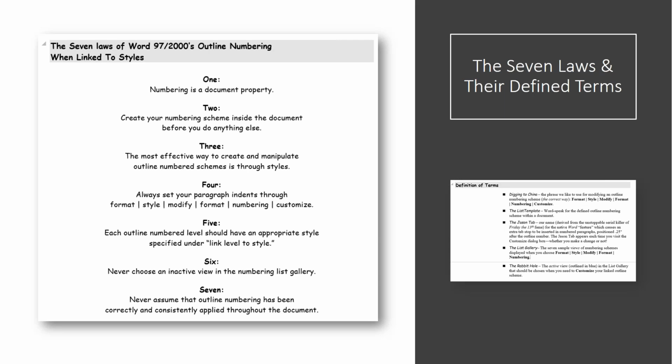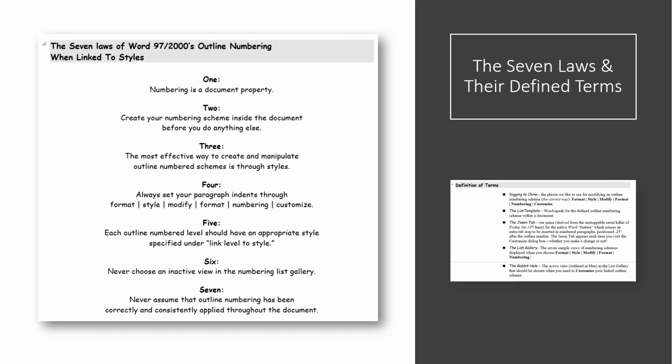The second one was that you should always create your numbering scheme inside the document before you do anything else. That 3, the most effective way to create and manipulate schemes is through styles. And 4, we would do this thing that was kind of a habitual sort of cadence, I suppose, a chant of sorts, that the way we would have to modify our paragraph indents was through format, style, modify, format, numbering, customize. It was sort of like the WordPerfect home, home, home up thing, if any of you remember that. The next law was that each numbered level should have an appropriate style specified under link level to style.